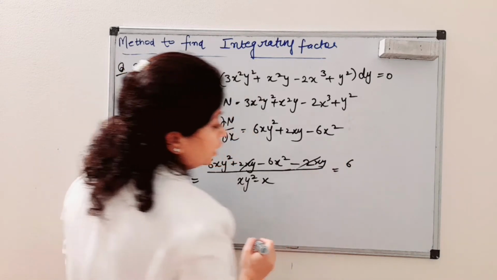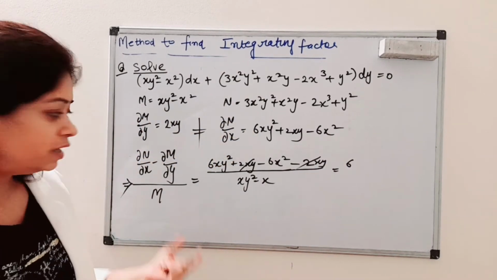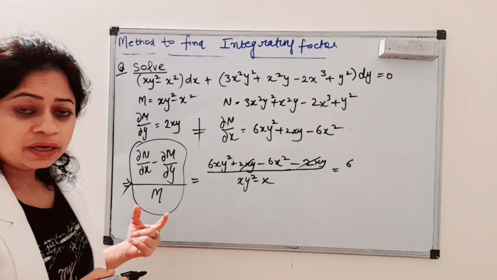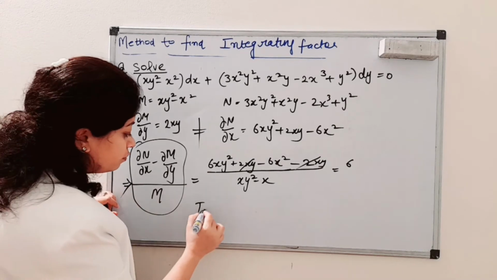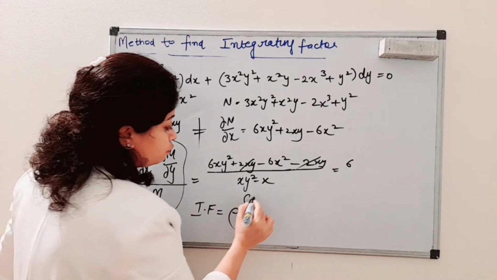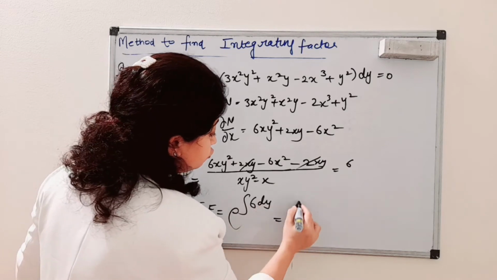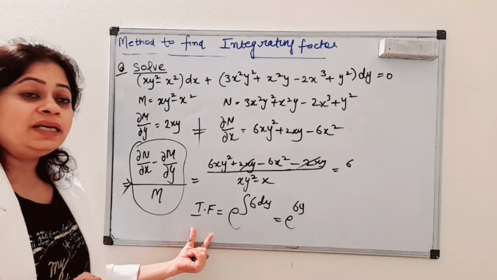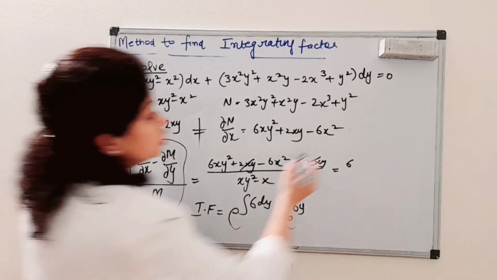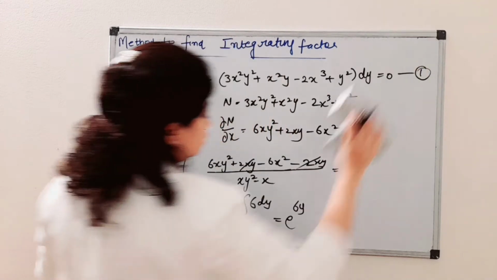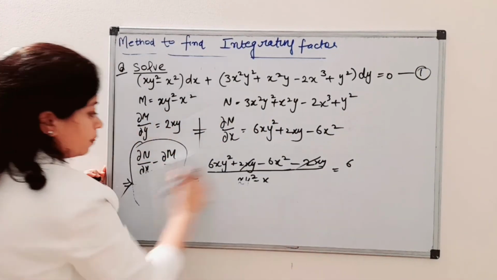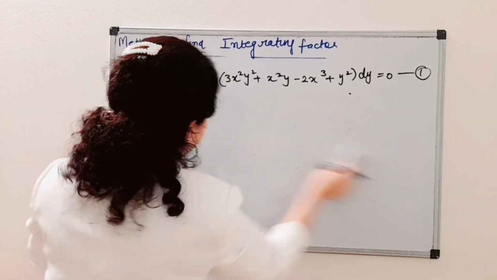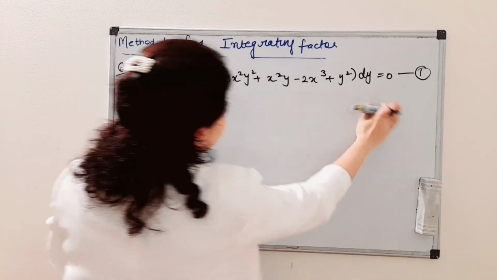So we got 6 only, and we can consider it as a function of y, because in this case when we have this term we should get a function of y. Okay, then we can say that integrating factor is e raised to power 6 dy, that is e raised to power 6y. Now what do we do? We multiply integrating factor with the given equation to make it exact. Okay, so I will rub this now. Now we will multiply integrating factor with equation number 1 to make it exact.